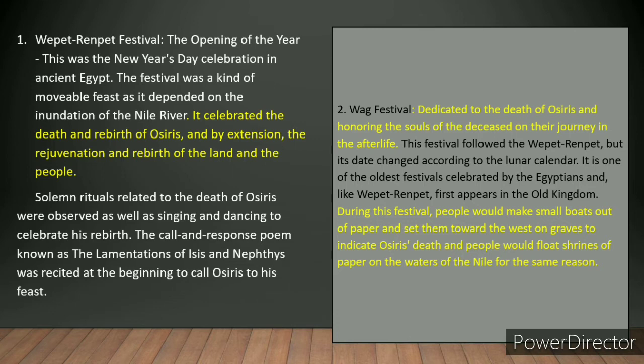Held 17 days after New Year's Day, it's one of the oldest festivals celebrated by the Egyptians. It was first started in the Old Kingdom, just like the Wepet Renpet Festival. During this festival, people would make small boats out of paper and set them toward the west on graves to indicate Osiris' death, and people would float shrines of paper on the waters of the Nile River for the same reason.